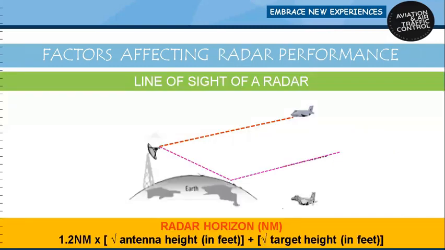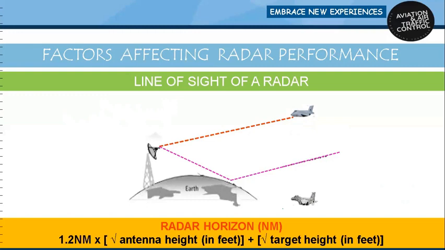Now we will discuss few factors which are affecting radar performance. First is electromagnetic horizon. As we know that electromagnetic energy has the same property as light, it travels in a straight line and does not normally bend or conform to the curvature of the earth. Therefore, the height of both the antenna and the target are factors that affect detection range.